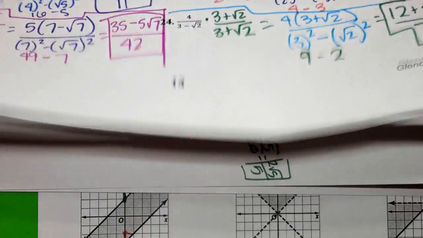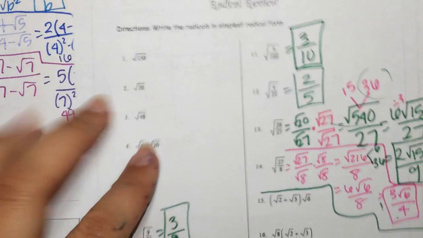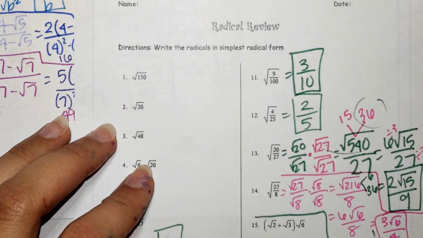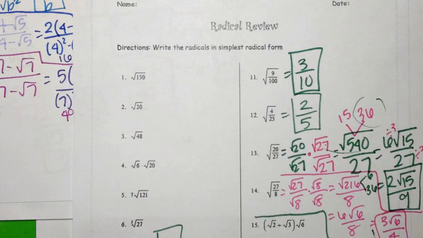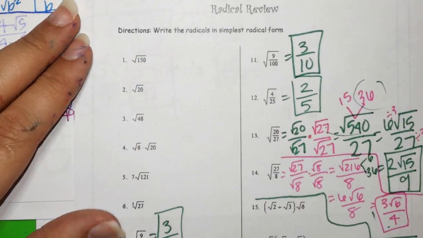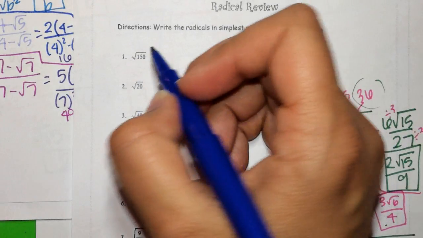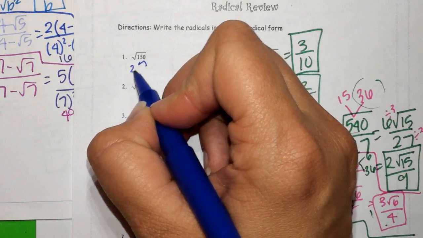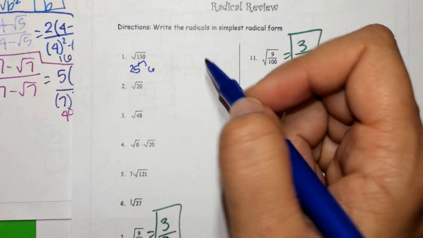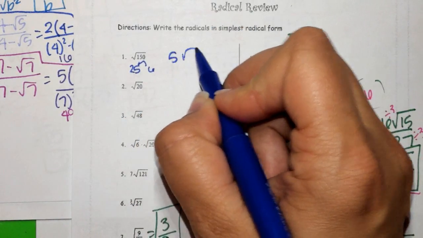All right, so we had to do 1 through 6 on the other page, right? Okay, so let's look at 1 through 6 real quick. Now you had to simplify 1 through 6. What's the biggest perfect square that goes into 150? 25 and 6. And what's the square root of 25? 5. So it's 5 root 6.